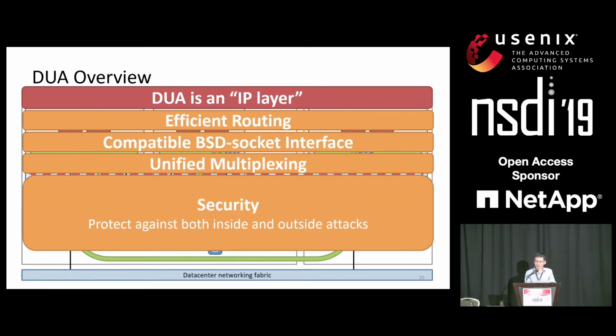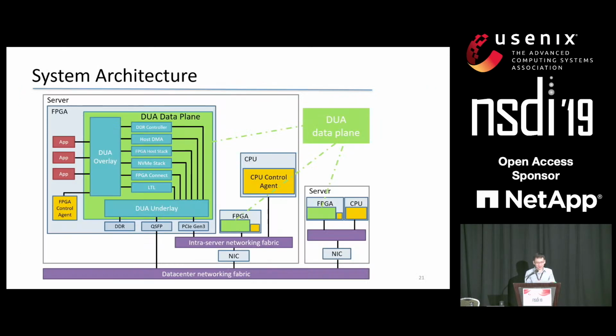The last feature is that DUA protects FPGA applications and stacks from outside malicious traffic, and it also can protect the hosting server and even the data center network from anomalous FPGA applications and stacks. This block diagram shows the DUA system architecture.